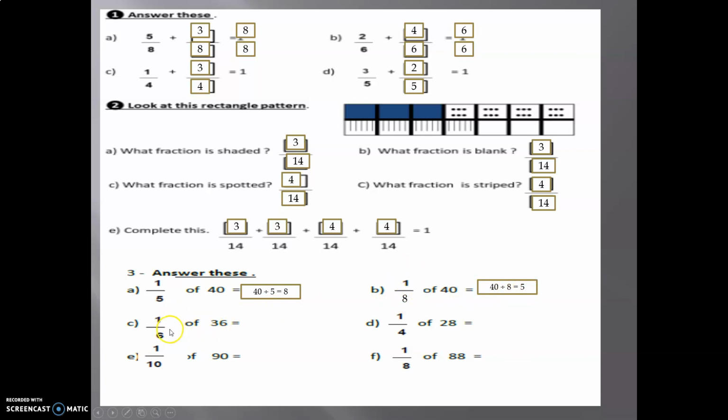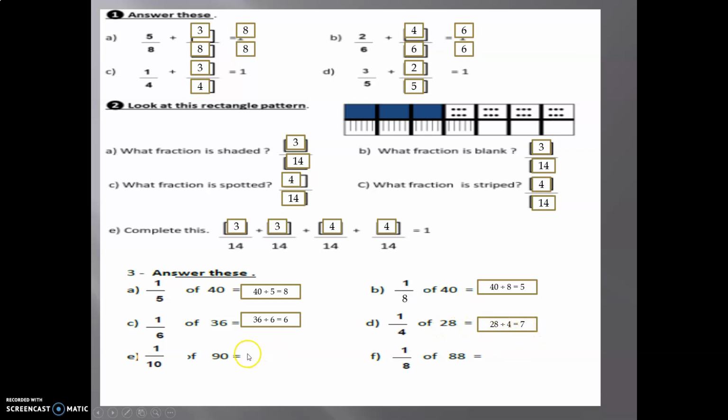Now, 1/6 of 36. We will divide 36 by the denominator 6. So 36 divided by 6 equals 6. So 1/6 of 36 is 6. Okay, the quarter of 28. So 28 will be divided by 4. 28 divided by 4 equals 7, because 7 multiplied by 4 gives us 28. So quarter of 28 is 7.